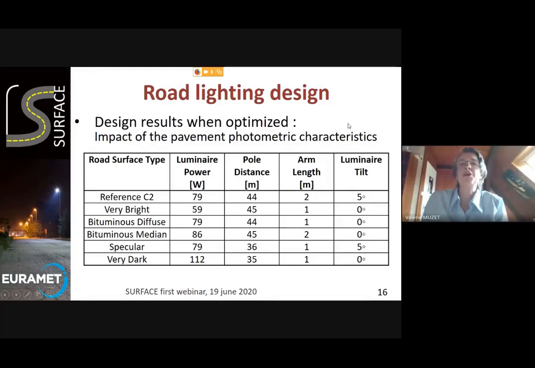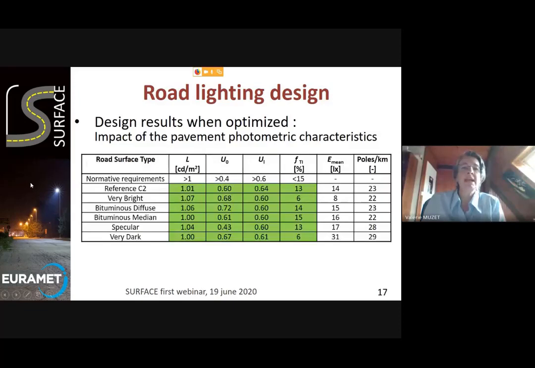So then we said, okay, let's think that the people know the photometry of their pavement and take it into account to optimize its installation. So you can see here the result of the lighting design, taking into account the real characteristic of the different pavements. So we have differences, of course, in luminaire power, pole distance, and on every geometric factor also. And then hopefully we are able to comply with the standard requirement, as you can see here in this table.